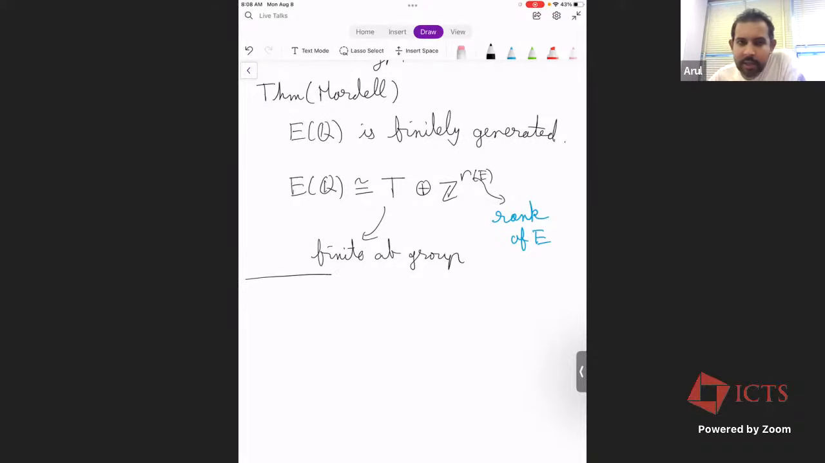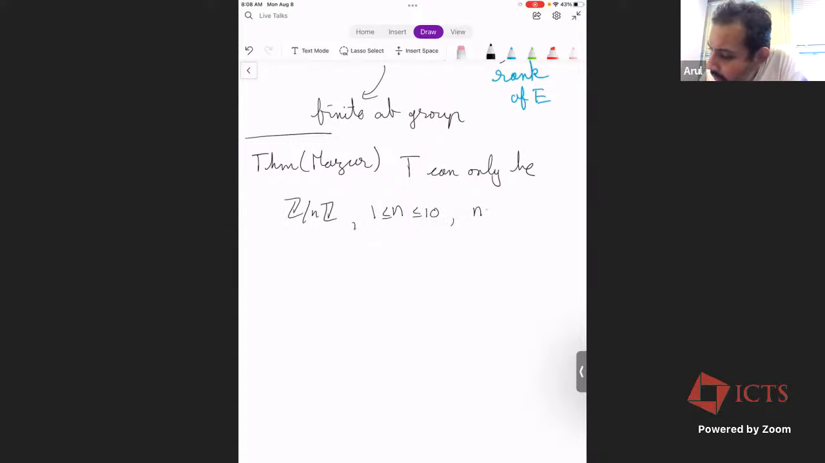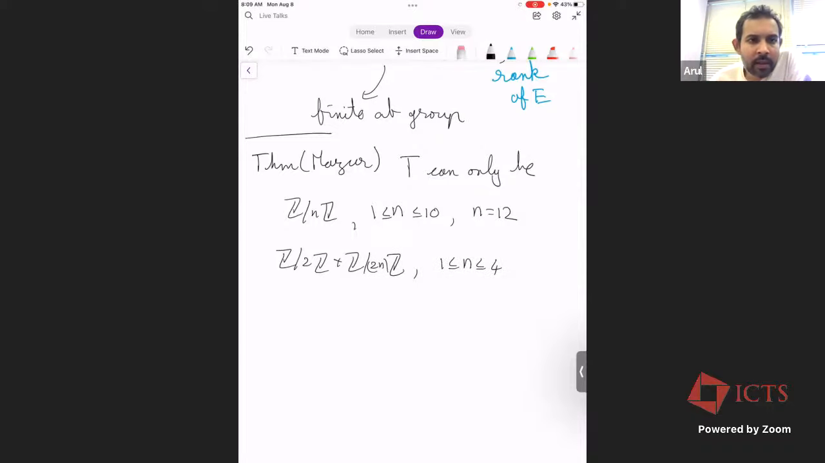Now, there are very deep questions that one can ask about both the torsion part of an elliptic curve as well as the rank. So let me in fact start with this incredible result of Barry Mazur's, which says that T has only finitely many possibilities. So T is either Z mod nZ for 1 less than or equal to n less than or equal to 10, or n equals 12, or it could be Z mod 2Z cross Z mod 2nZ for 1 less than or equal to n less than or equal to 4. So it's a very small set of possibilities for T. It's a very deep result that this is true.